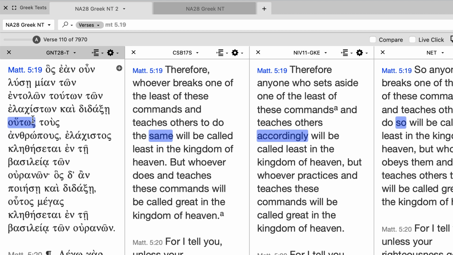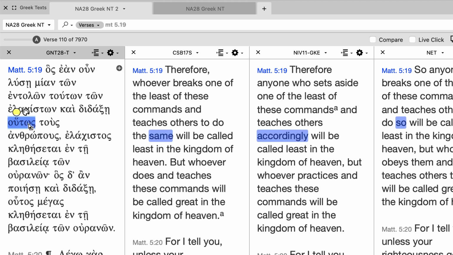So the first thing I wanted to look at is οὕτως. And the interesting thing about οὕτως is it can look two different directions. It can look backwards or it can look forward. Now in this one, context tells you clearly that it's looking backwards. And that's why it has the meaning in this way or thus or so.